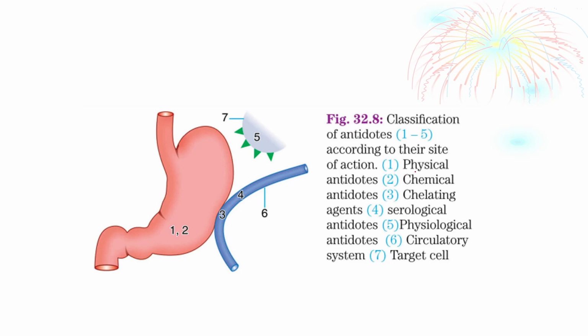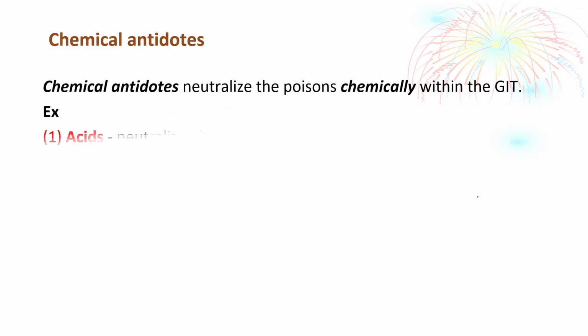Now again, to revise, we start with the physical antidotes. What are the physical antidotes? The ones that act inside the stomach and have absorbent properties, the emulsions which produce a protective layer, and the diluents that dilute the effects. Next one is the chemical antidote. Chemical antidotes are the ones that act chemically inside the body, produce a chemical reaction and decrease the toxic effect. The top example is for acids.